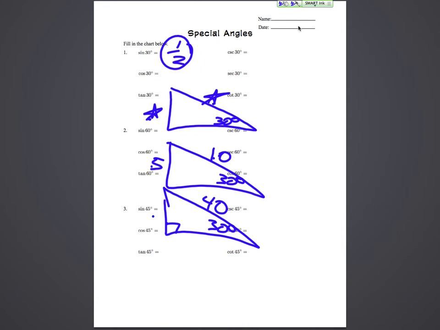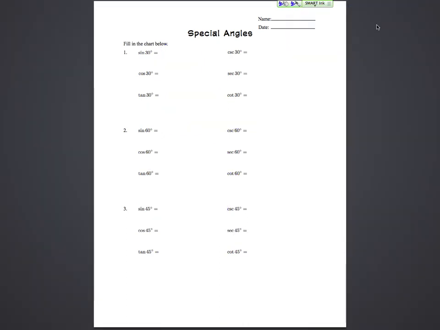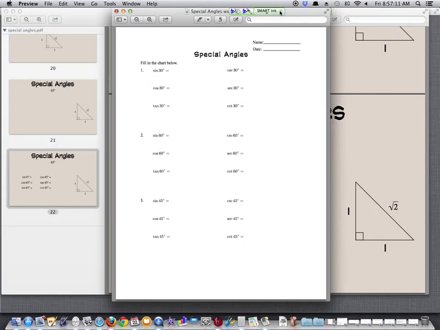Question? It was always just radical 2. Yeah. I remember. I think that was the equilateral one.